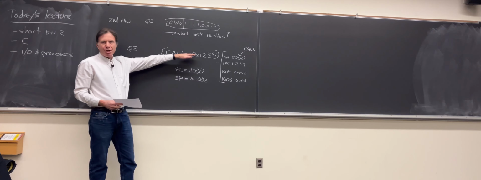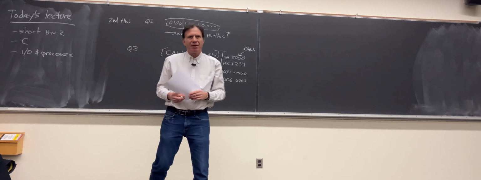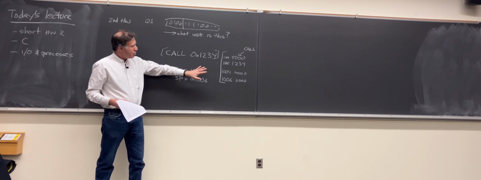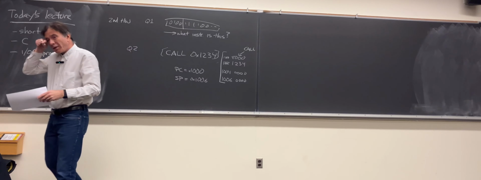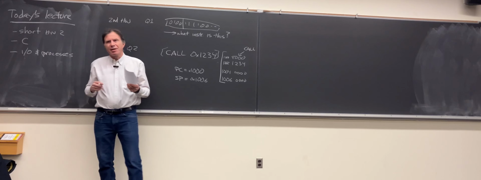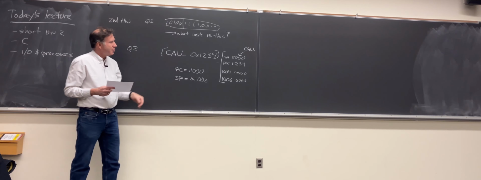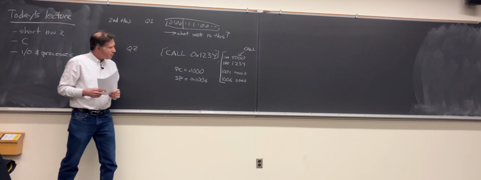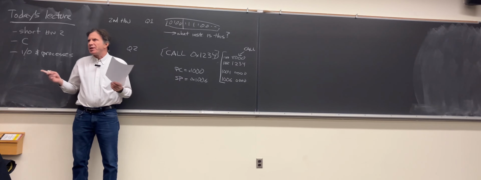Given what the instruction is, the only registers that matter are the program counter and the stack pointer, because call is going to push an address onto the stack, and so it modifies the stack pointer. Any instruction is going to modify the program counter, but I don't see R0 through R7 here. So what's the new value of the program counter going to be after this instruction?